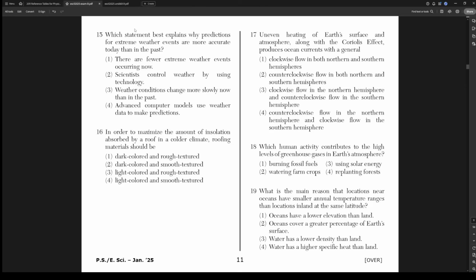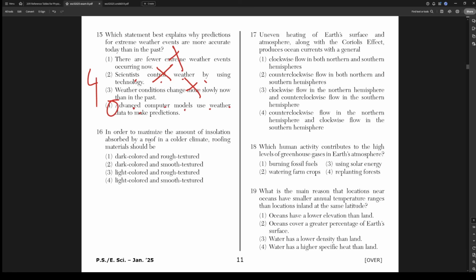All right, 15. Which statement best explains why predictions for extreme weather events are more accurate today than in the past? Let's see. It's probably because we have better technology. Scientists control weather by using... No. There are fewer extreme weather events? No. Weather conditions change more slowly? No. Yeah. Advanced computer models use weather data to make predictions. That question is very easy.